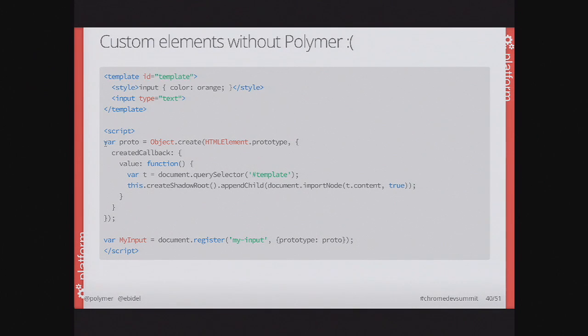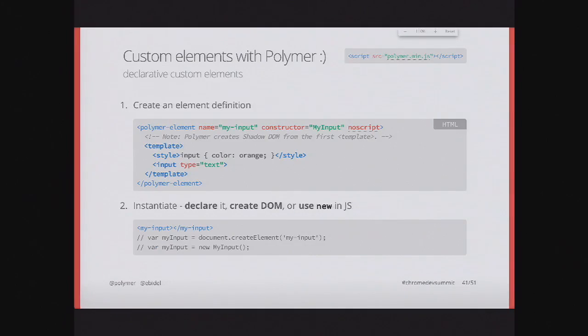Then what I do is I write a little script. I write a prototype. God knows writing prototypes are crazy. I have a created callback. This is all part of the custom elements API. Creating shadow DOM out of the template that I'm just creating. And then I call document.register. So there's a lot of stuff going on just to register a simple tag that does nothing other than render an input. So that's pretty crazy. We think we can do better.